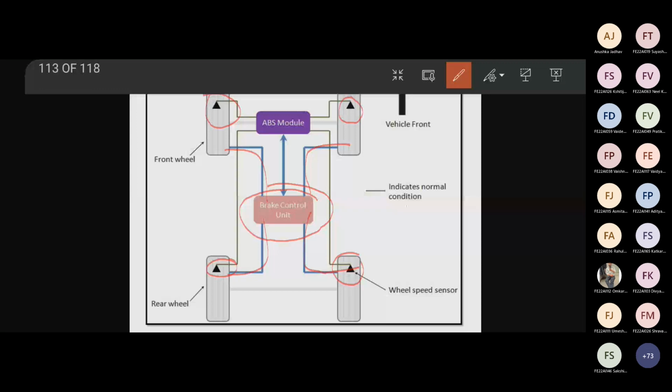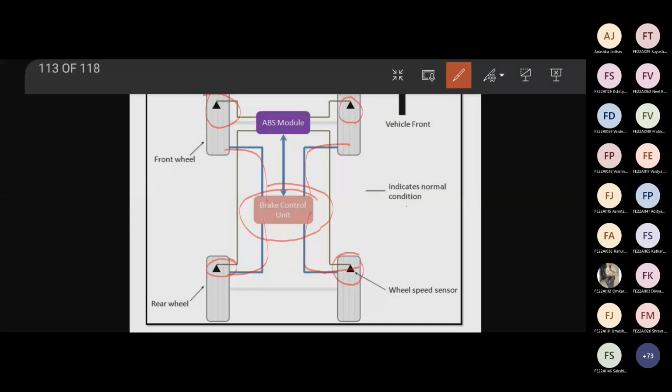If the wheel locks, your steering will not work, because the steering is connected to the wheel. The function of the steering is to turn the wheel. If the wheel is locked, how can it be turned? Not possible, right? So by using ABS, your wheel will not be permanently locked. It will be locked, released, locked, released, and your steering will work, right? And you will have control on your driving, right? That is how this ABS module works, right?